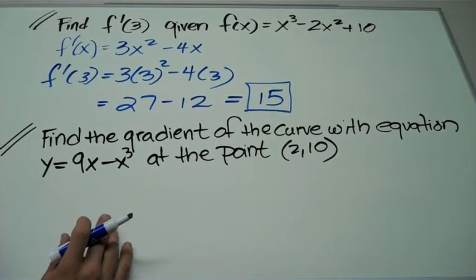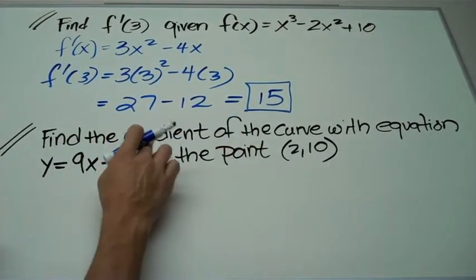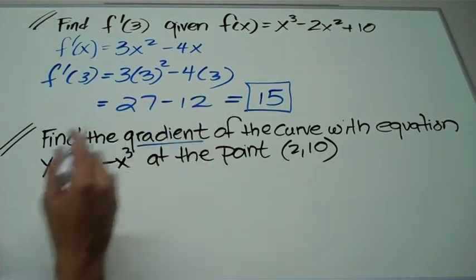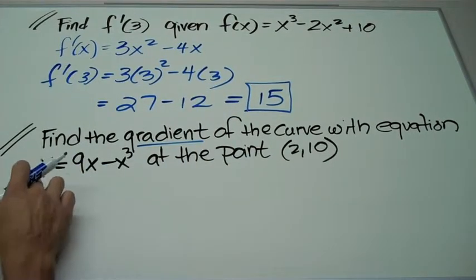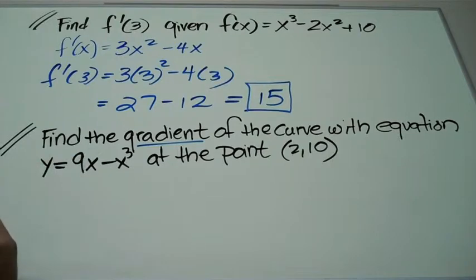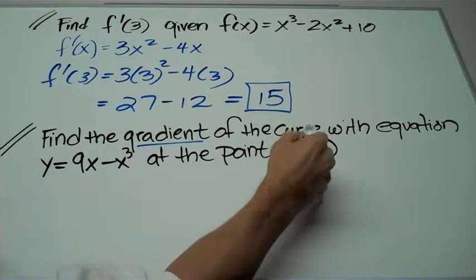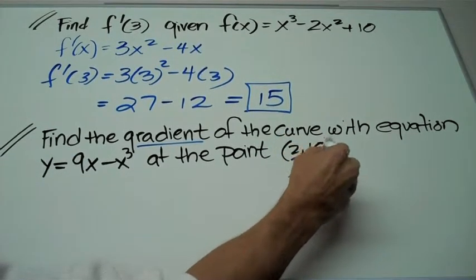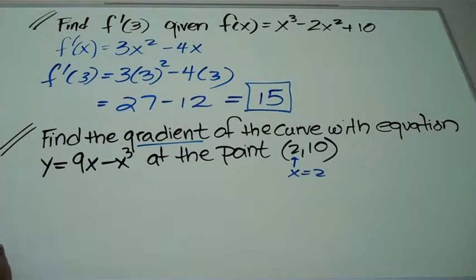Another type of example we might see is this. Find the gradient of the curve, which just means the derivative, the slope of the tangent, with this equation, y is equal to 9x minus 9x cubed. At this point, x is equal to 2. We don't really care about the y coordinate being 10.